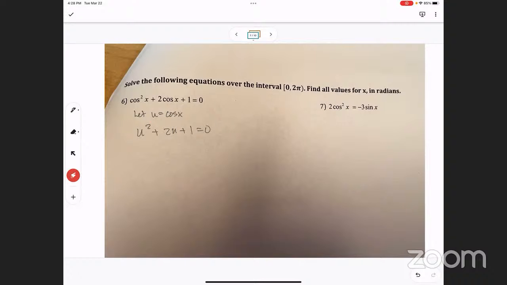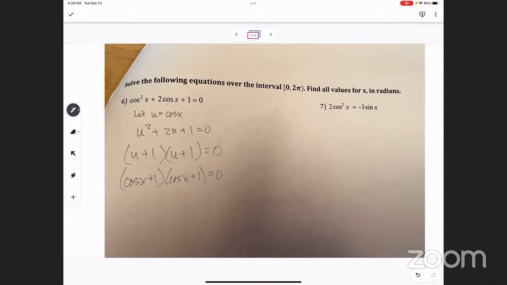The reason I'm showing you with the u is because it may help you see it better. If I gave you this problem, how would you factor this? Do you see what you would do? It would be u plus 1 and u plus 1, right? The only reason I put it in the u form is because it's easier to see. But really, what's u? It's the cosine of x. So really, I have cosine x plus 1 and cosine x plus 1. You get what I'm saying?